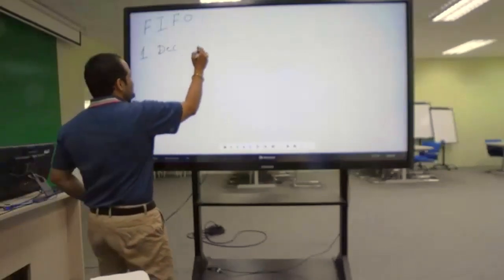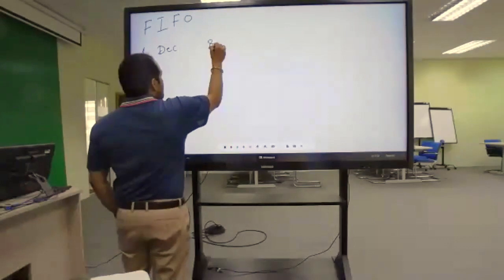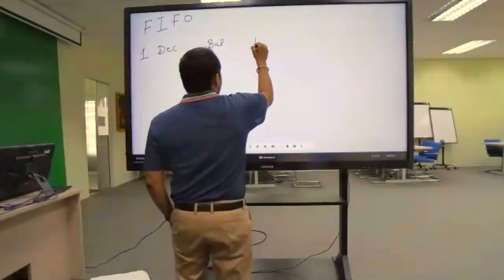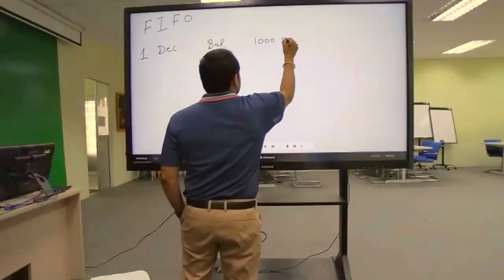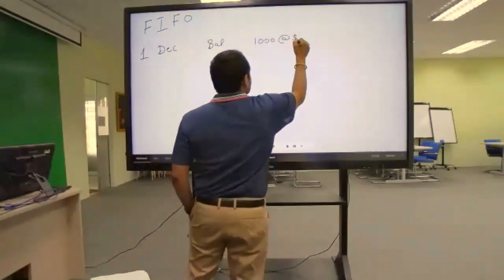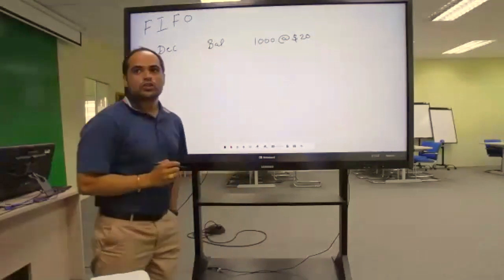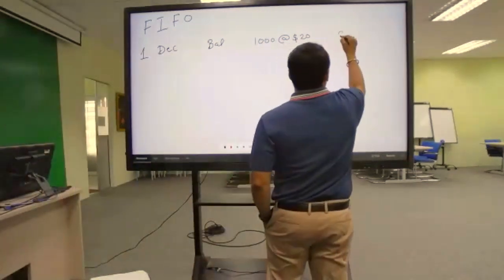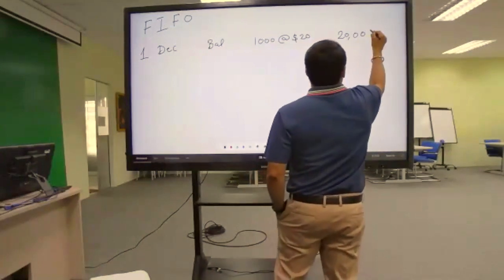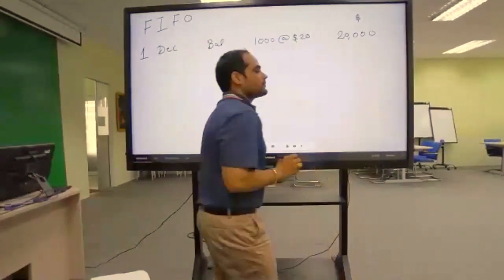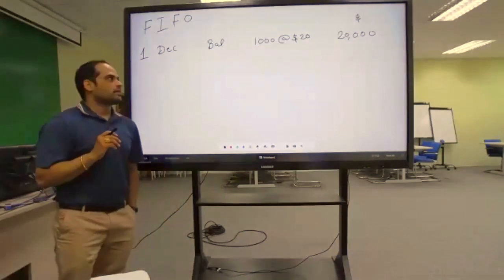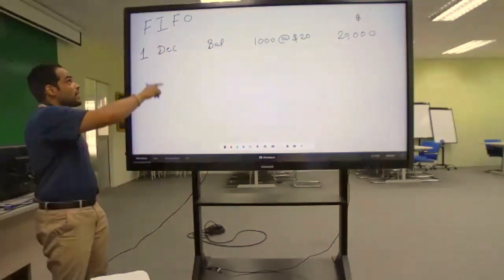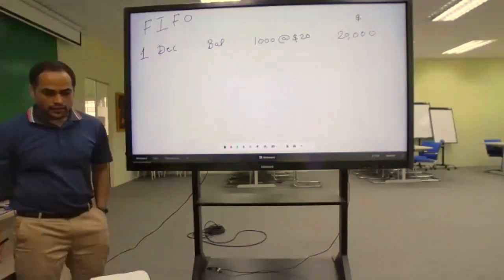The balance was 1,000 at 20, which means the balance was $20,000. Dollars or pounds, whatever. That was the balance on 1st of December. We are using first in, first out.